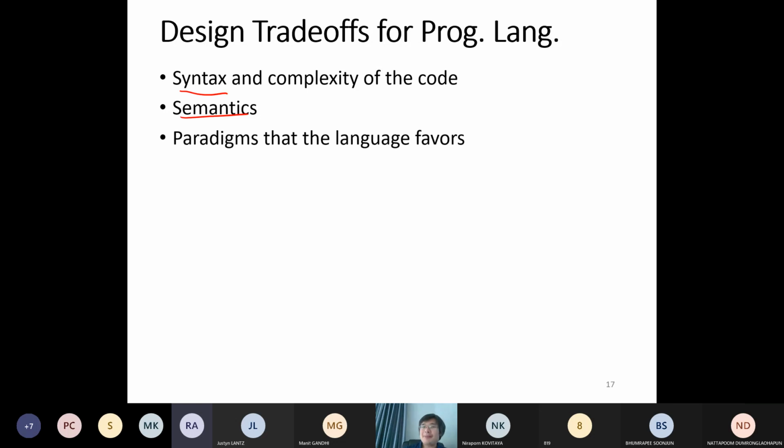There are also different paradigms that each language favors. For example, C would favor the iterative paradigm. You go one line, next line, next line, next line. Functional programming would favor the dataflow paradigm, which we're going to cover in a bit. Each of these paradigms leads to different trade-offs.